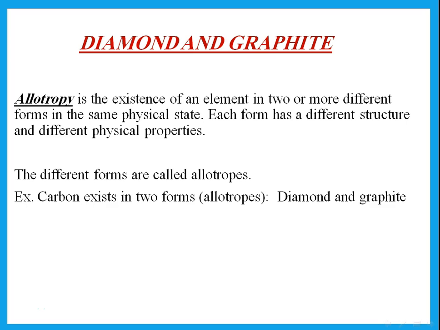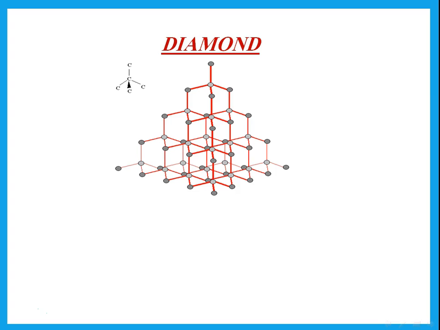Okay, another example of a giant macromolecular structure was diamond and graphite. Diamond and graphite are allotropes of carbon. The word allotrope means two forms of a certain element in the same state, but they have different structure and different physical properties. So both diamond and graphite are made of carbon. But the difference between diamond and graphite is that the carbons are arranged in different ways. So we say they are allotropes of carbon.